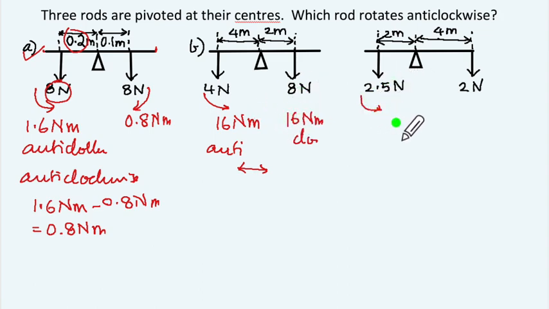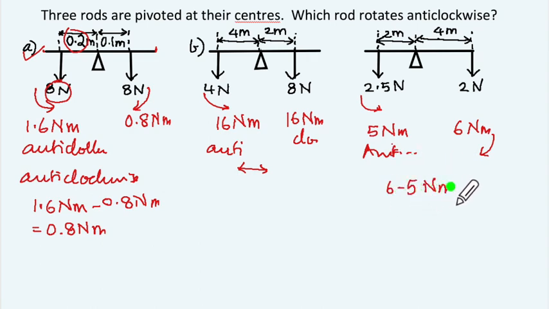In this case, your anti-clockwise will be 2.5 into 2, that is 5 Newton meter, that is anti-clockwise, and here it will be 6 Newton meter, and this is going to be clockwise. So here the resultant is going to be 6 minus 5 Newton meter, which will be 1 Newton meter, and it will be clockwise. Now in these 3 diagrams, you can have 3 different types of questions.